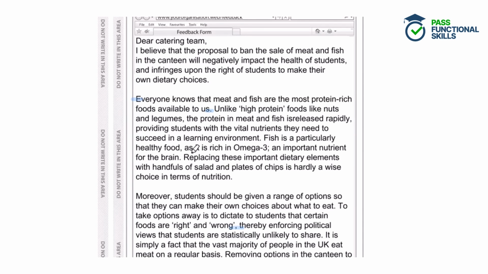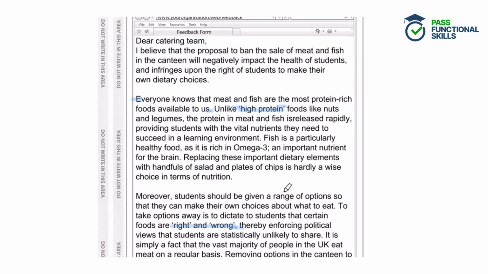As well as commas, we've got some speech marks that have been used, and these haven't been used to give quotes here, but they've been used to add sarcasm. So for example, we've got "high protein." This is suggesting that foods like nuts and legumes aren't really high protein foods. They've been called that by the public incorrectly. We've also got "right" and "wrong" that have been used in a similar way, suggesting here that certain foods cannot be right or wrong. So those pieces of punctuation have been used correctly in the answer.